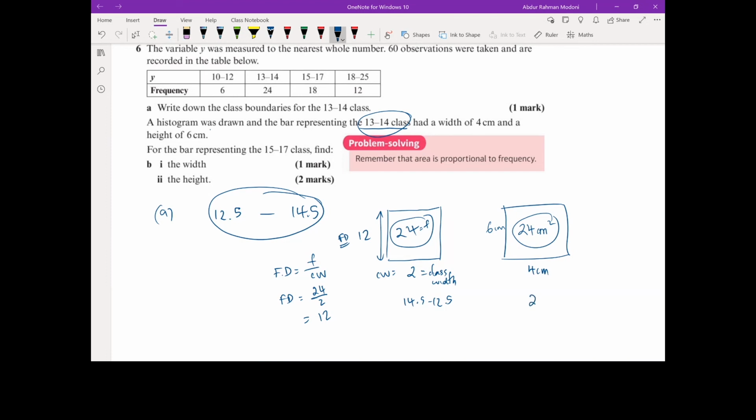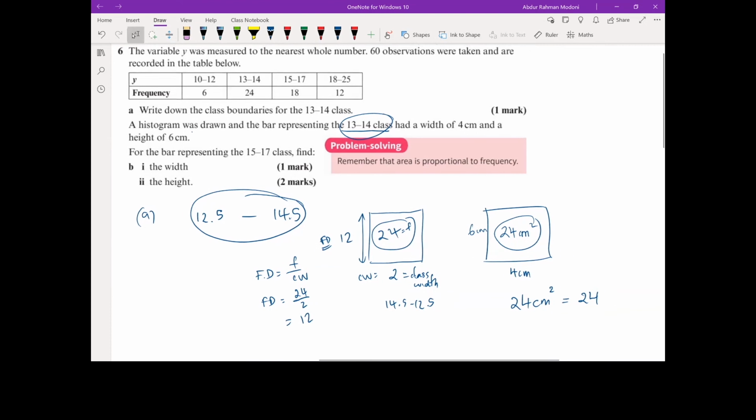So what I'll write down here is I'll set up multiplicative reasoning. 24 centimeters squared is equal to 24. What we're talking about here, we're talking about 24, does it tell us? Variable y, 60 observations. It doesn't really mention. So 24 centimeters squared is equal to 24 observations, I can say here. So then from there, I know what one observation is equal to: 1 centimeter squared.